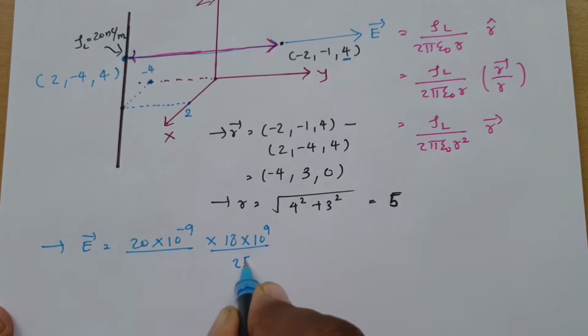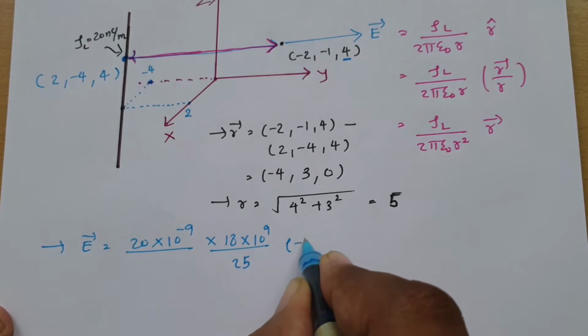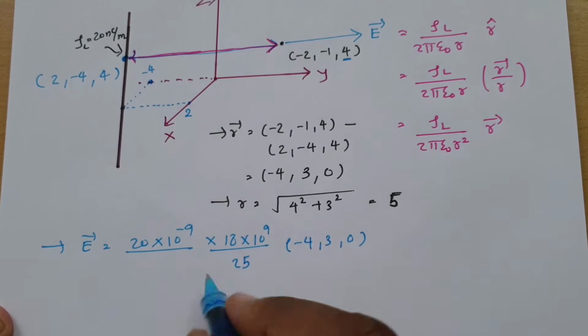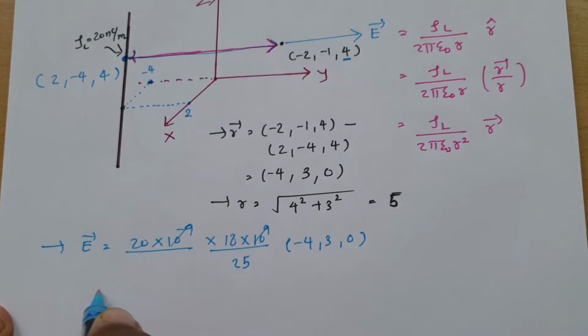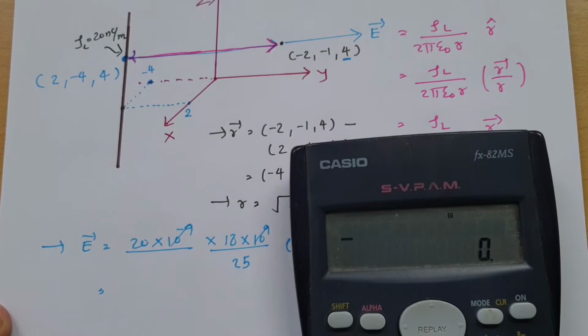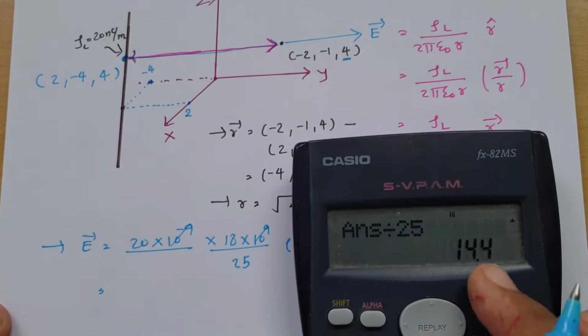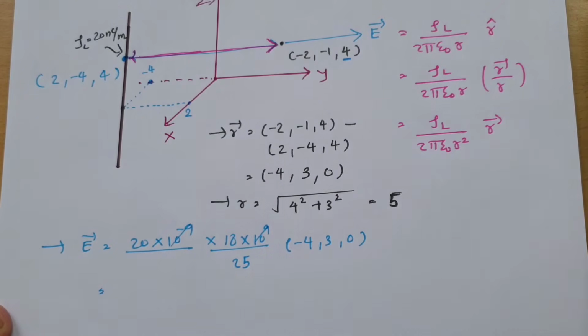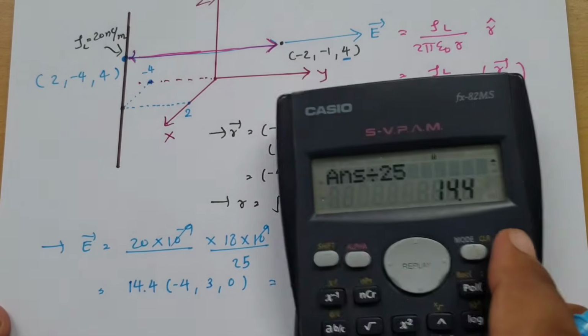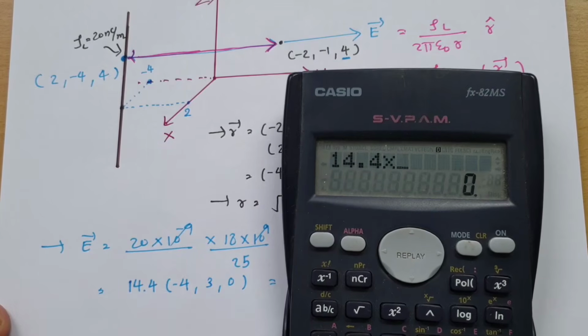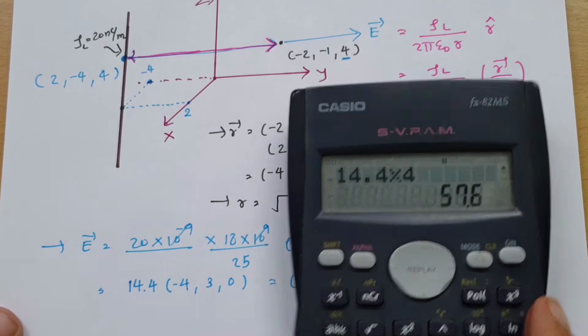So this is 25, and in the direction of minus 4, 3, 0. See, 10 to the power 9 will get cancelled, and this is 20 into 18 divided by 25. So this is 14.4. Let me write this first. 14.4 into minus 4, 3, 0 direction. So exactly 14.4 into minus 4, that is minus 57.6.